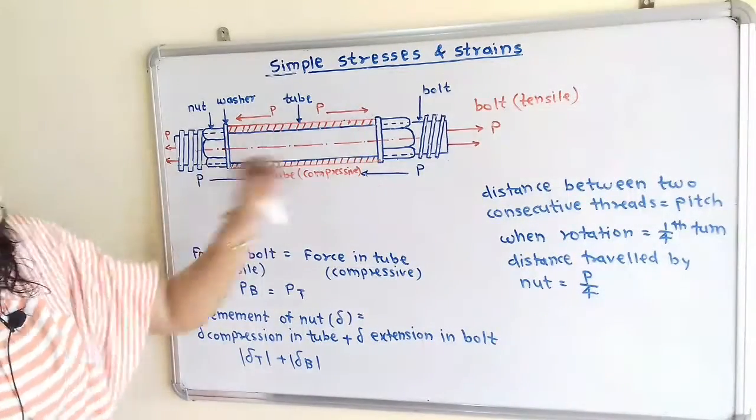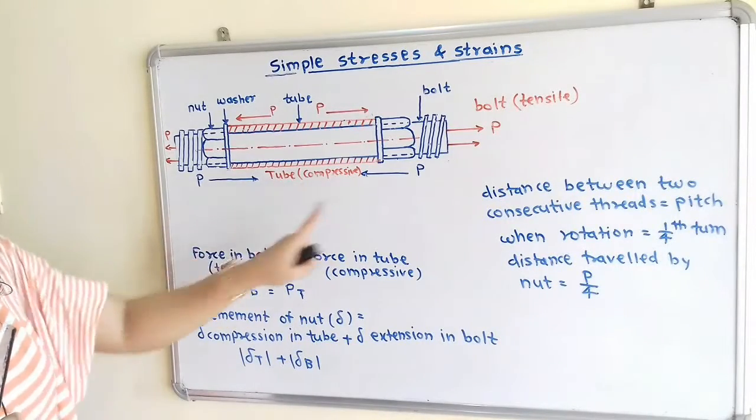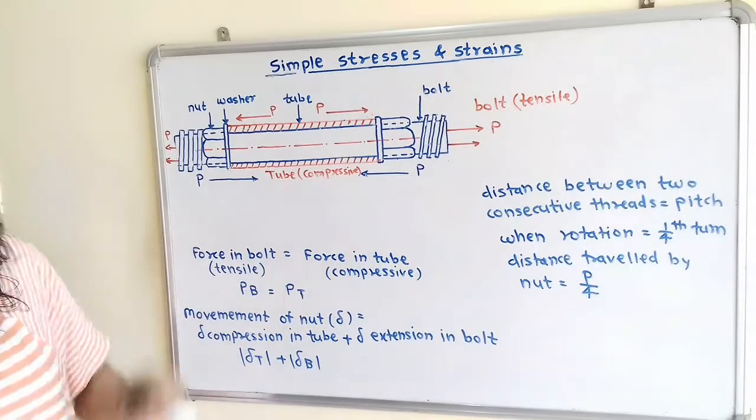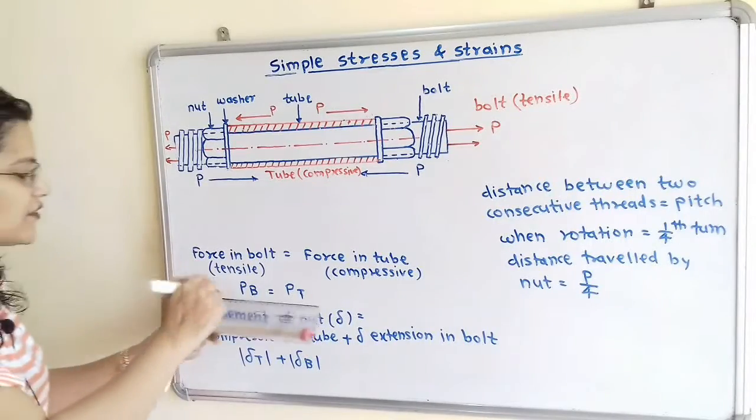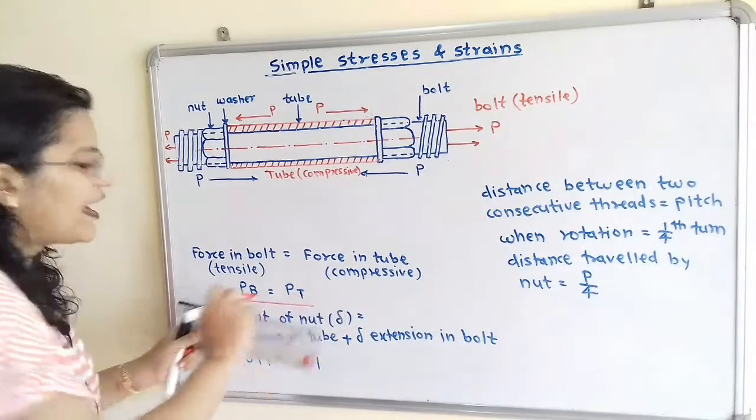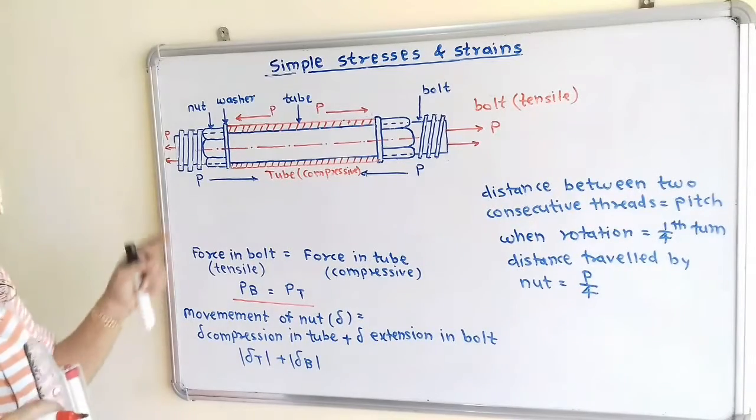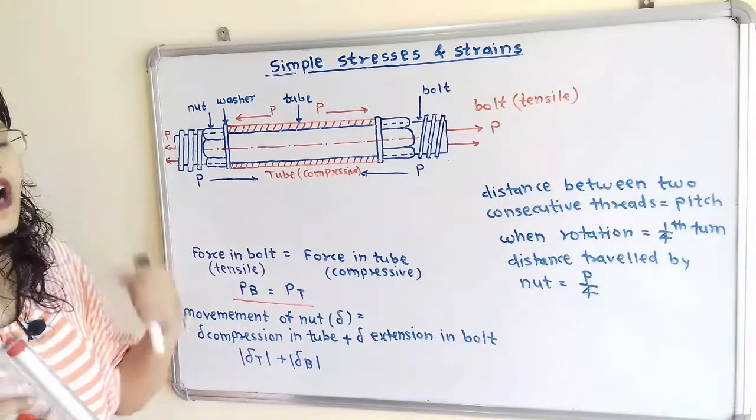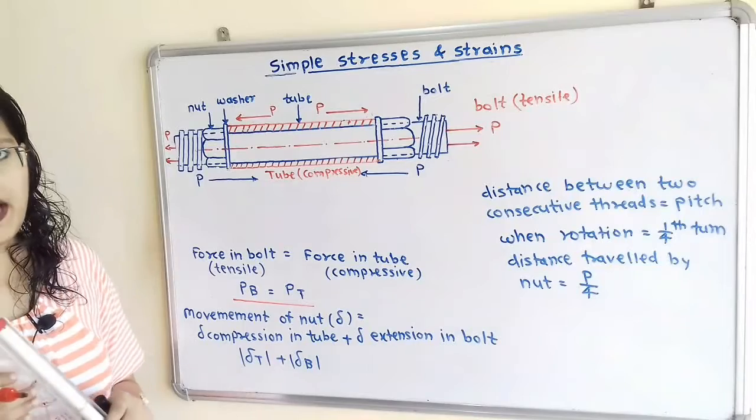So from this arrangement we can say that force in bolt, that is tensile force, is equal to force in tube, that is compressive force. So PB is equal to PT. So this is the first formula that we have to use for calculation. Now we know that we have to rotate the nut on the bolt. So how to find out the movement of the nut, delta?